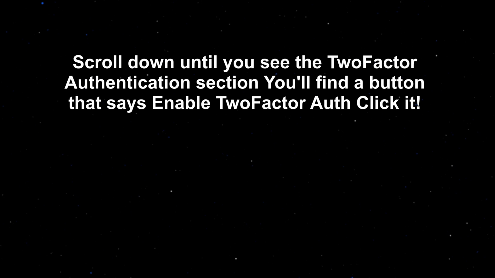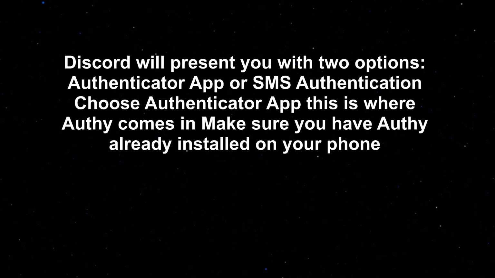Scroll down until you see the two-factor authentication section. You'll find a button that says Enable Two-Factor Auth. Click it. Discord will present you with two options, Authenticator App or SMS Authentication. Choose Authenticator App. This is where Authy comes in.